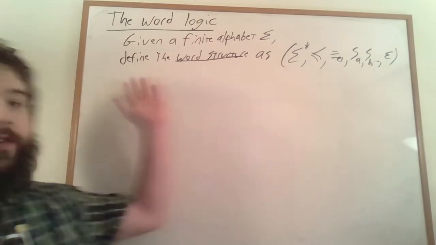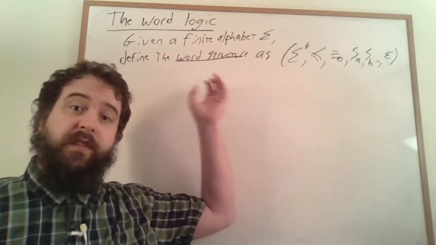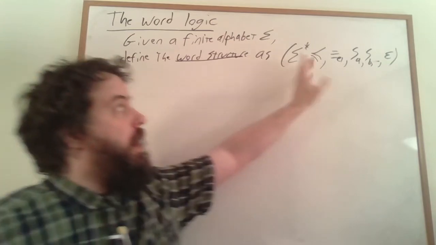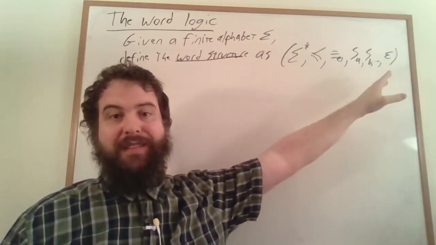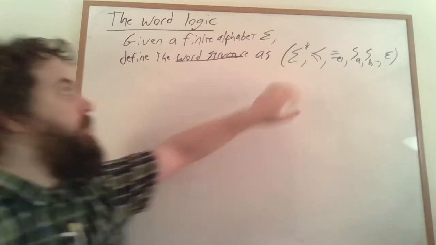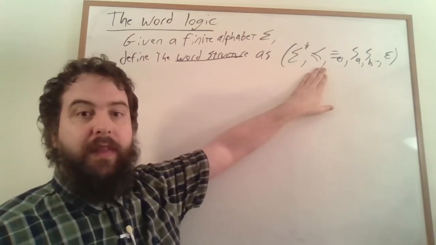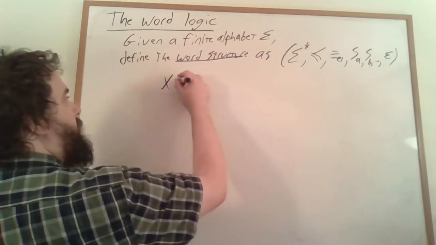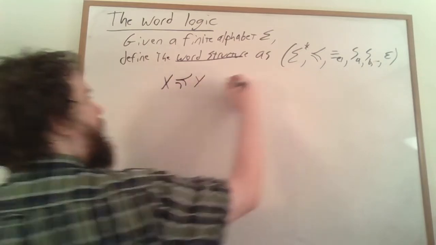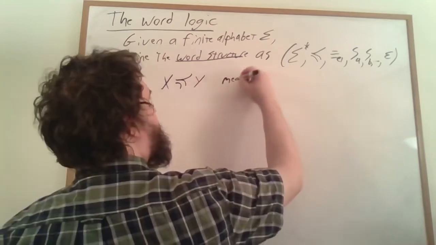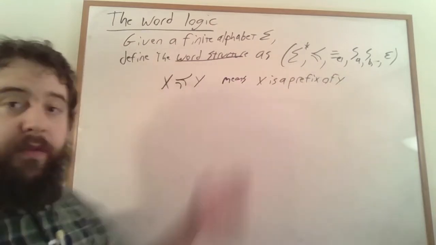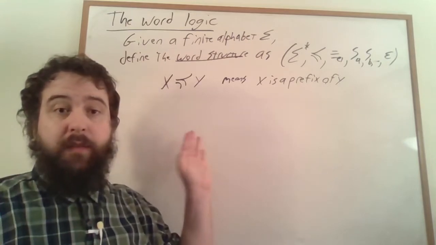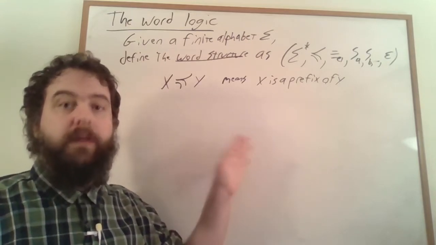So we're first going to define a structure. This is the word structure. It's going to be the words on sigma with a bunch of different things that we can talk about in the structure. The first is a binary relation for prefix. We say that x is a prefix of y if y is just the word x with some possibly empty word tacked on to the end.